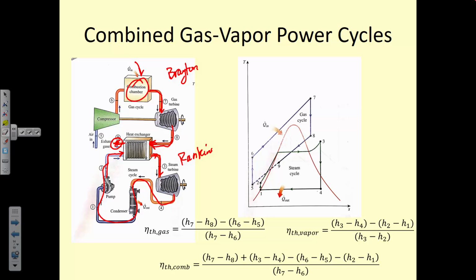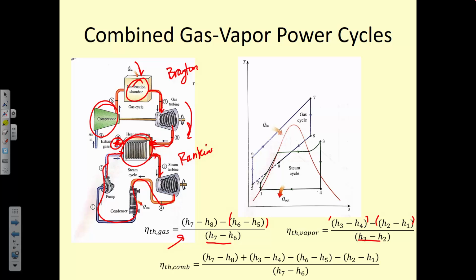Okay, so if we look at the thermal efficiency of just the gas cycle itself, it's these enthalpy values: H7 minus H8, which is the work of the turbine, minus H6 minus H5, which is the work of the compressor, divided by H7 minus H6. Then the vapor cycle, it's H3 minus H4, which is the work of the turbine, minus H2 minus H1, which is the work of the pump, divided by H3 minus H2. So that's the heat rejection in the, oh no, that's a Q in from the, what is now a heat exchanger.